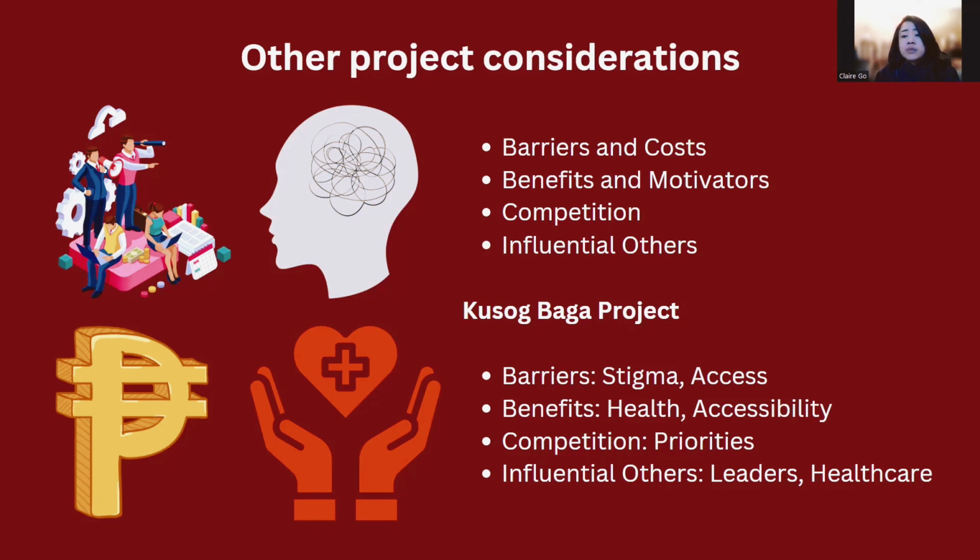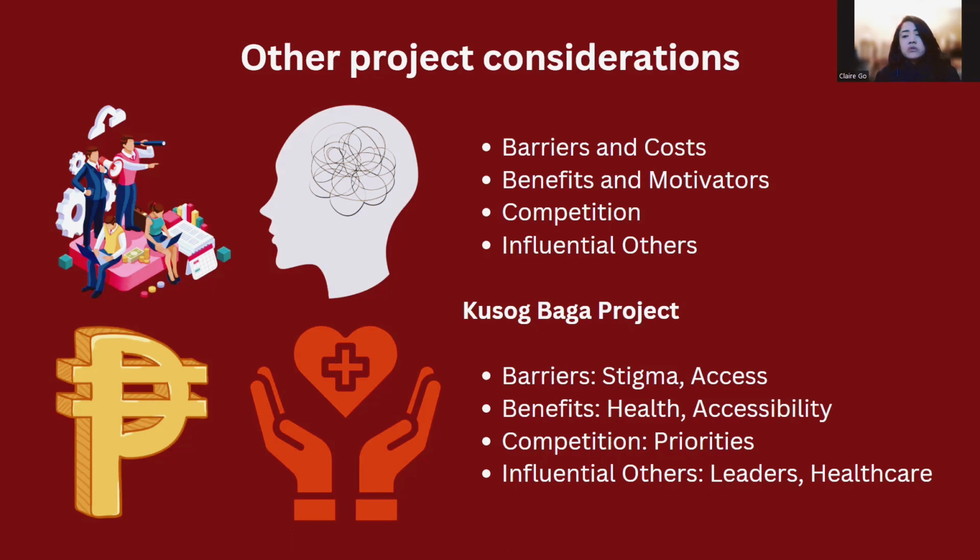Let's address competing behaviors that our audience might prioritize over tuberculosis prevention. How can we tackle these competing priorities to encourage engagement? Lastly, let's identify who the key influencers are that our audience listens to. How can we involve these influencers to support our TB awareness efforts?